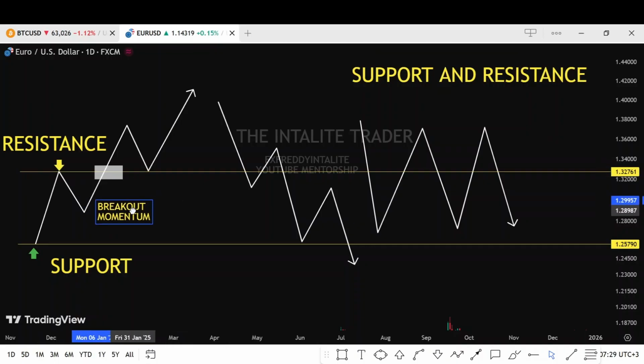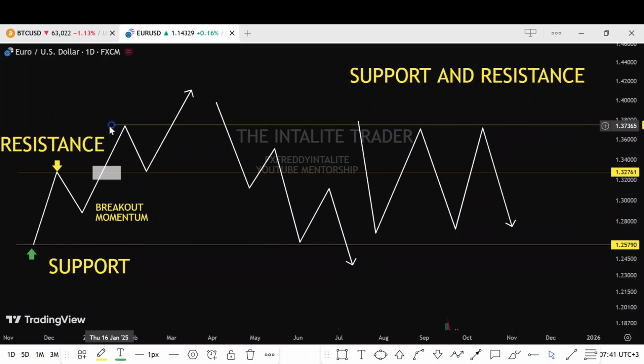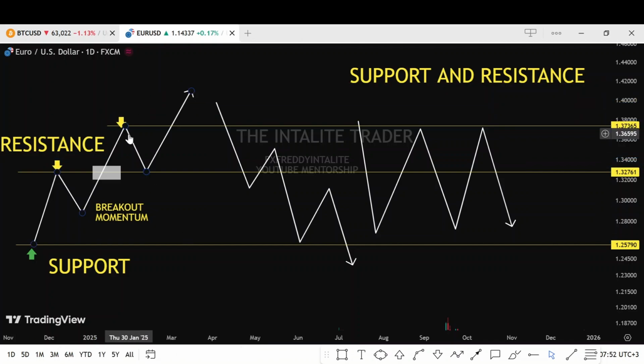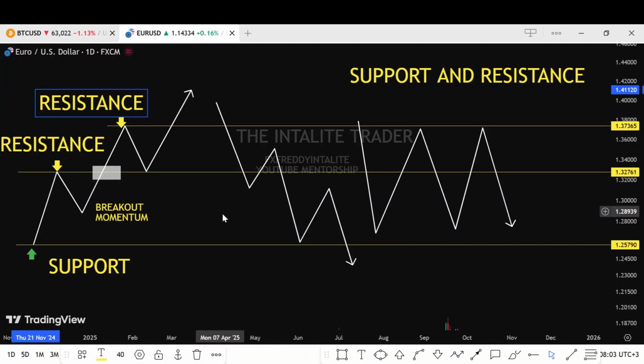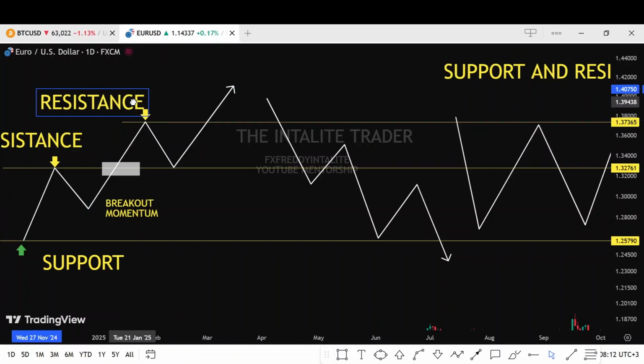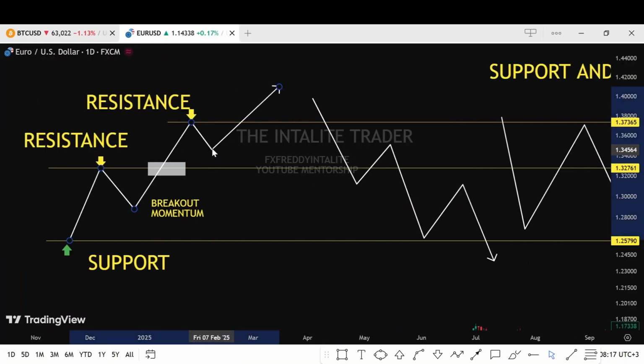Now, because we broke above this resistance, we got another level where price rested, and this is the level where price found rest, this level. This becomes, because price rested here before reversing, we shall call that as well resistance. Then price moved from that point of resting and it dropped down here.